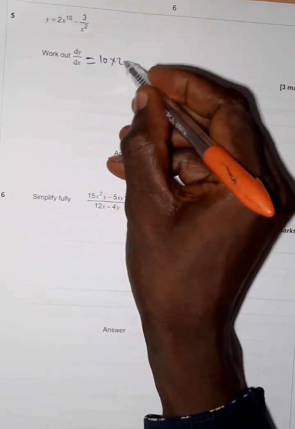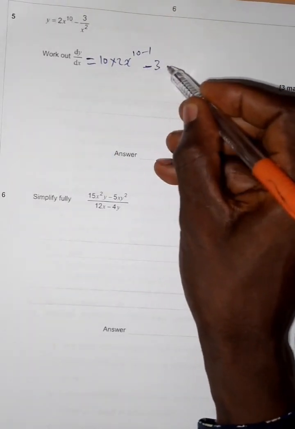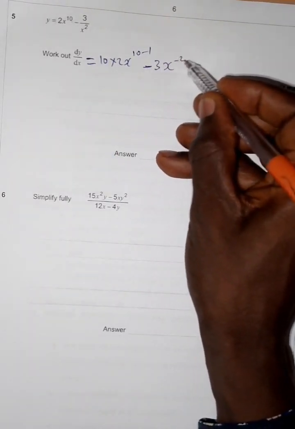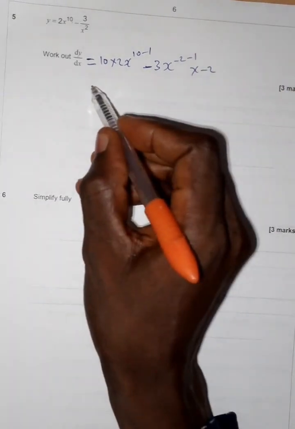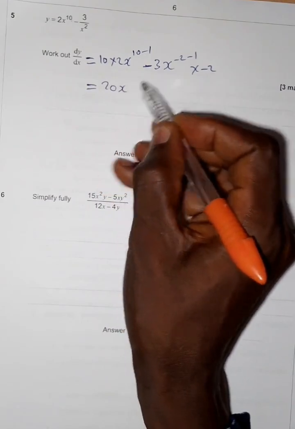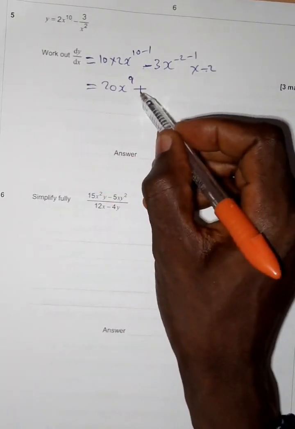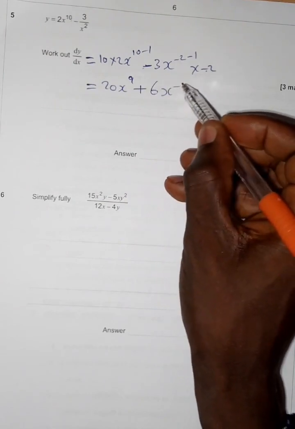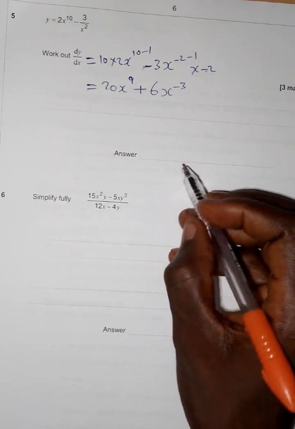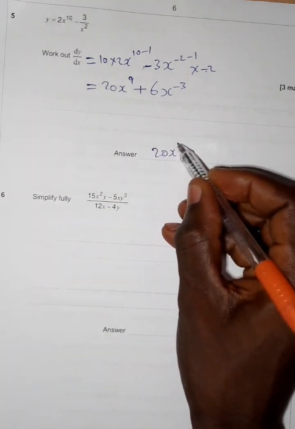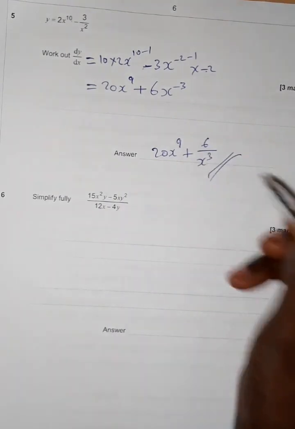10 times 2x to the power of 10 minus 1, and this will be minus 3x to the power of minus 2, and then minus 1 times minus 2. So by implication, this will be the same thing as 20x to the power of 9, minus times minus will be plus, then this is 6x to the power of minus 3. So we can write this in the form of 20x to the power of 9 plus 6 all over x to the power of 3 as the answer.